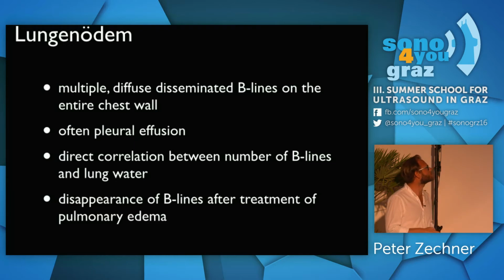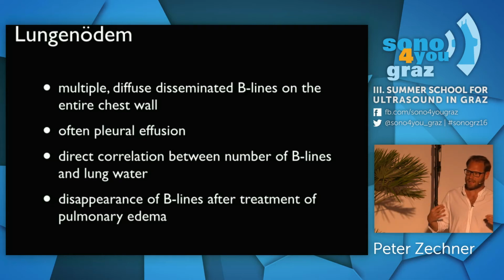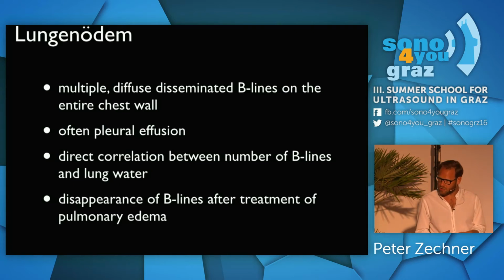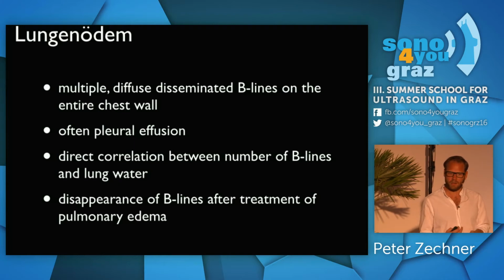So what do we find in these patients? We find multiple B-lines on the anterior chest wall, beginning on the basis and getting up to the apex of the thoracic wall. Often, we also find a pleural effusion, of course, if the patient is in chronic heart failure and is getting decompensated slowly.